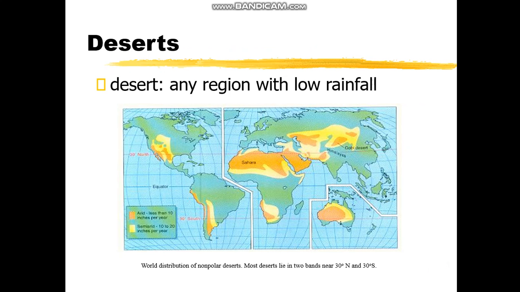What is a desert? We can say that any region with low rainfall or no rainfall is known as a desert. More appropriately, areas that receive less than 25 centimeters or 10 inches of rain annually are known as deserts. Deserts are dry with sparse vegetation.